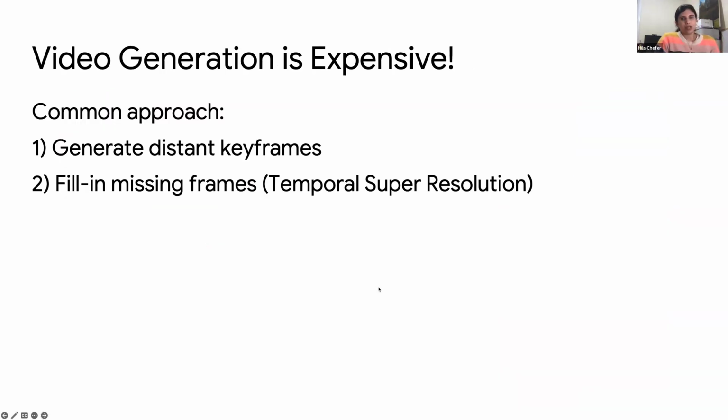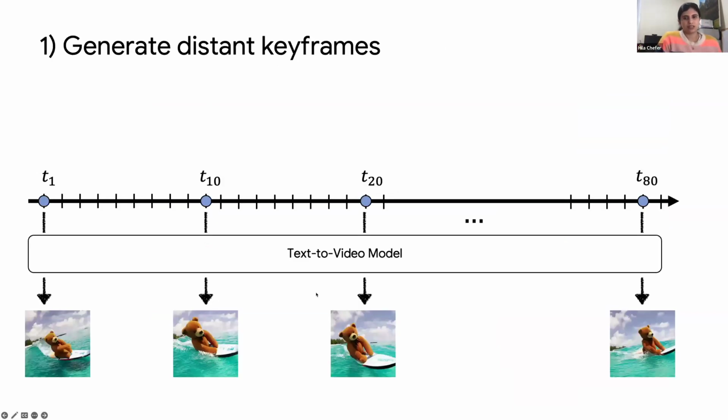So the common approach that people came up with prior to Lumiere was this. First, we generate distant keyframes. You can think of those distant keyframes as key points throughout the video. So we'll generate the entire story, and we'll just generate landmarks throughout the story. And then we're going to take those landmarks and fill in the missing information in each one of those windows. So let's take a look at how this process is done.